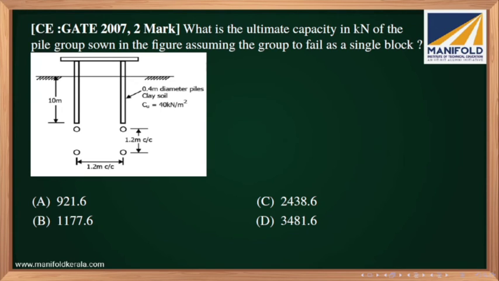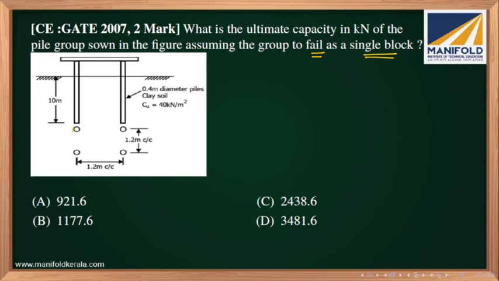Moving to the next question. What is the ultimate capacity in kilonewton of the pile group shown in the figure, assuming the group fails as a single block? The entire group fails as a single block, so we have to assume in such a way. This is a group of 4 piles.